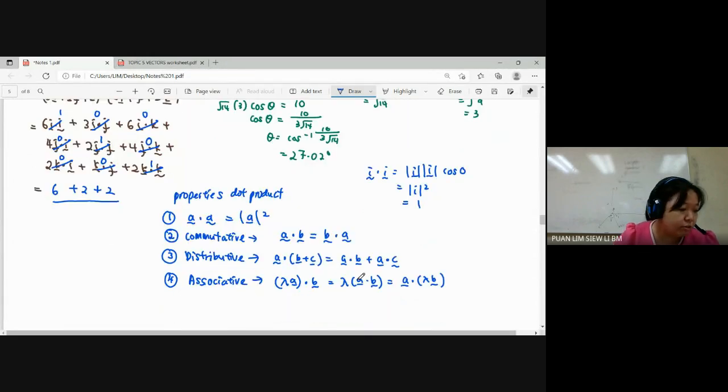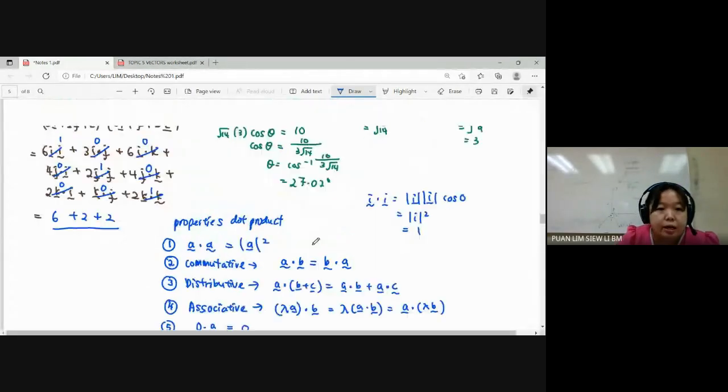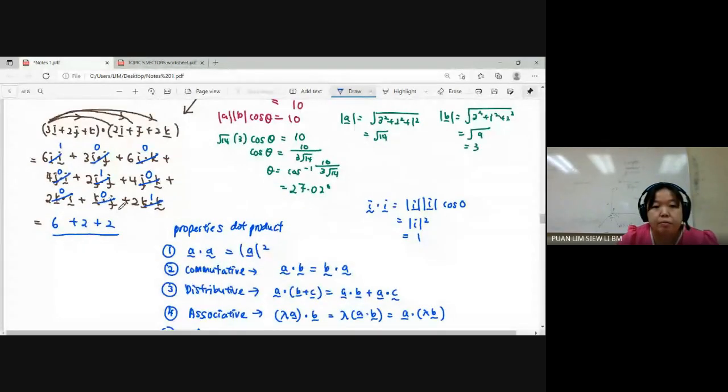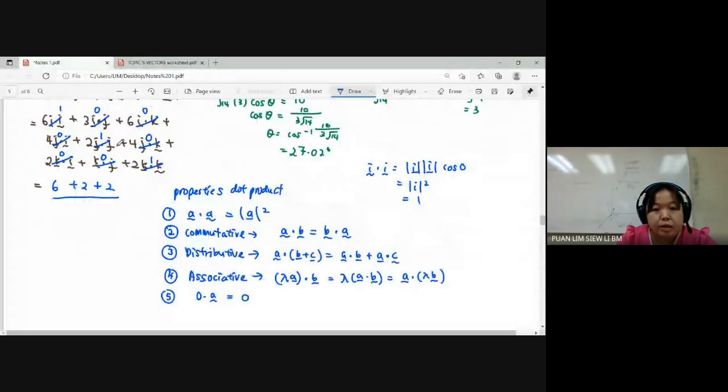So associative law. Then bila kita ke 5, apa-apa vektor kalau darab dengan kosong, dapatlah kosong. So macam tadi, bila dia perpendicular kan, bila you fikir dua vektor ni perpendicular, jari pun tak boleh nak buka sampai perpendicular. Bermaksud hasil darab macam ni akan dapat kosong. So bila kosong, darab apa benda, dia akan kosong lah. So itulah properties kita.